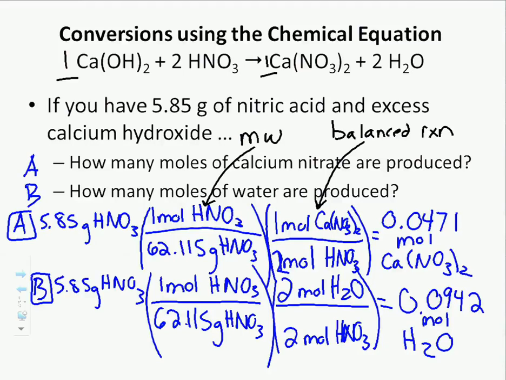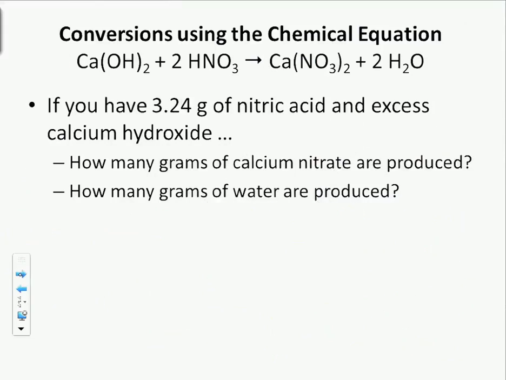Good. So now you know how to go from grams of a compound to moles of a compound, then moles of one compound converted to moles of another compound. Woo! Are you tired yet? Let's go just a little bit further. So now we have 3.24 grams of nitric acid and excess calcium hydroxide. Notice for this example, I decided to take it one step further, and now instead of looking for moles of product, we're looking for grams of product. So let's do A first.